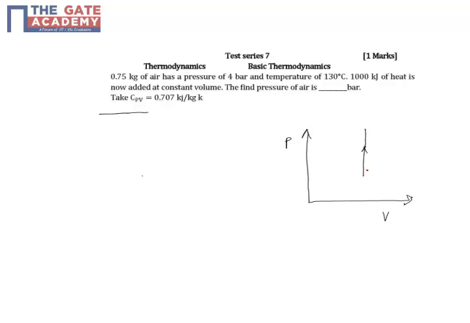Heat is added, so that's why we have turned vertically upwards, because the pressure will increase. Okay, this is 1 and this is 2.